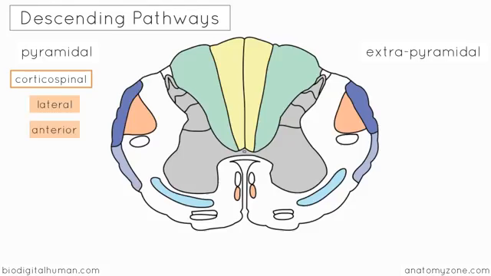And now we've just talked about the corticospinal tract. So it starts in the motor cortex and projects down into the spinal cord. So it's a descending tract. So there's always clues and hints in the names.